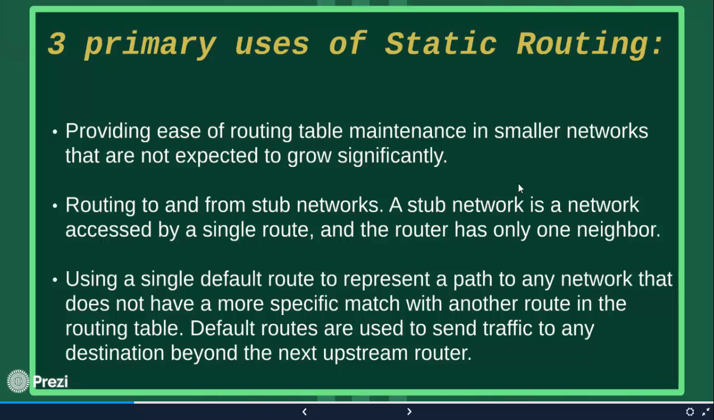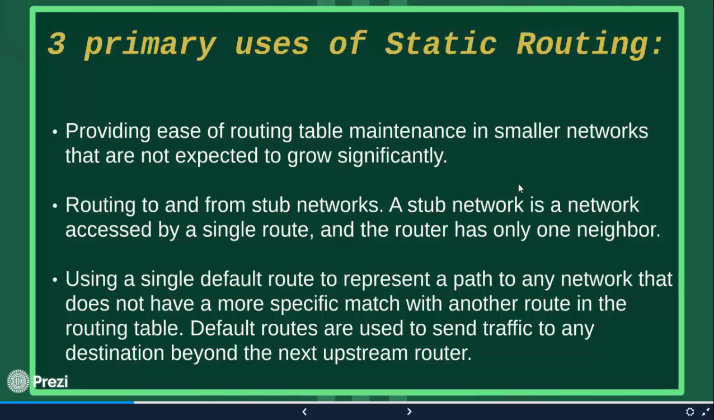Next is routing to and from stub networks. So what is a stub? It's not a sub, it really is stub, S-T-U-B. It's a stub network, a network accessed by a single route, and the router has only one neighbor. So it is connected to one router only, and that particular router is also connected to only one router. So a single default route is used for a stub network.